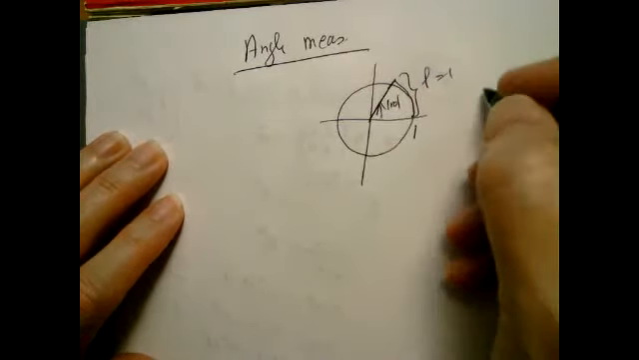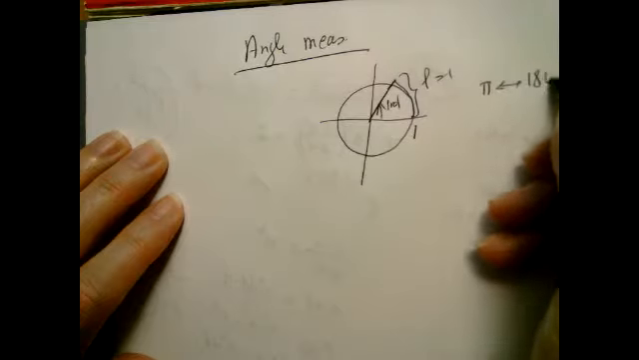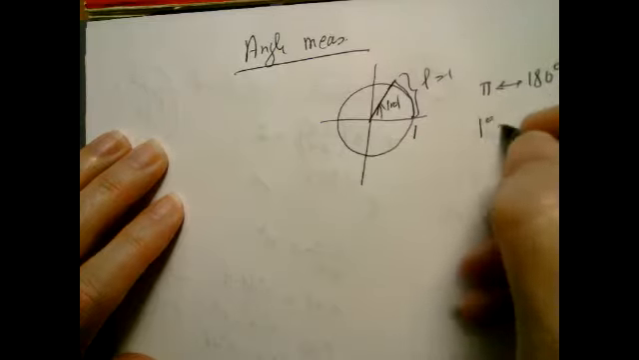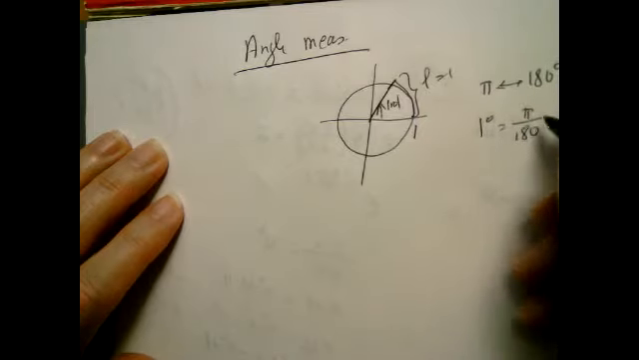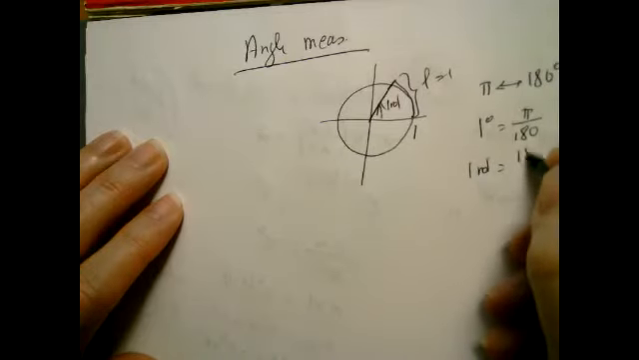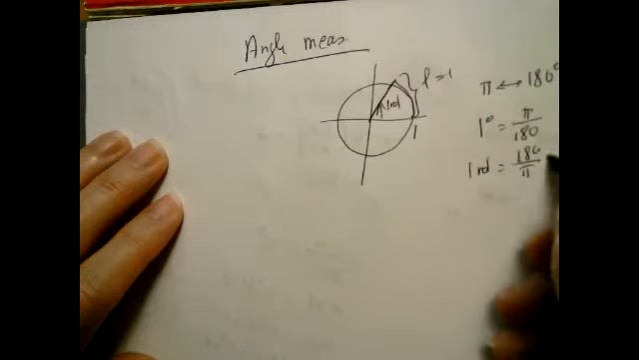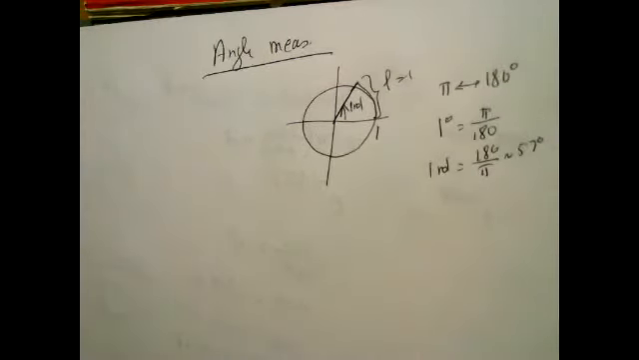And the main conversion between degree and radian: pi is 180 degrees. 1 degree is very little, it's pi over 180. And 1 radian is 180 over pi, which is almost 57 degrees. So it's nice to know how much a radian is.